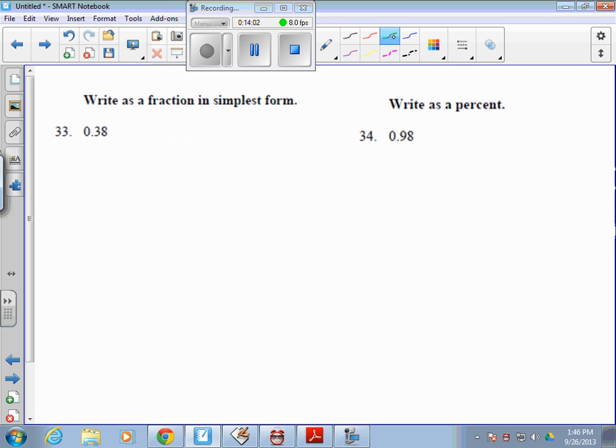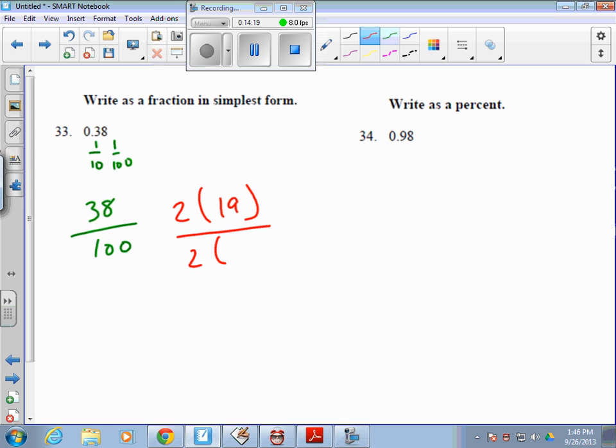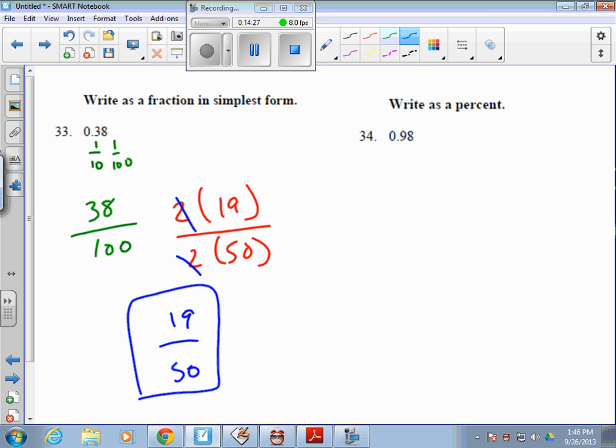34, write as a fraction in simplest form. This is the 10th place. This is the 100th place. So 38 over 100. 2 goes into both of them. It goes into 38 19 times, and it goes into 100 50 times. When you cancel out 2 over 2, it leaves you at 19 over 50. Write as a percent. Move the decimal twice. Once, twice, 98%.